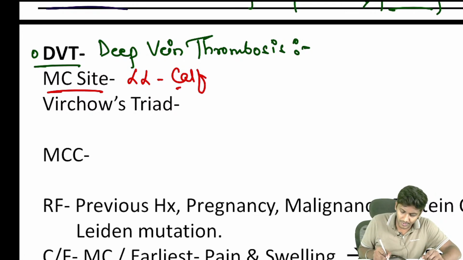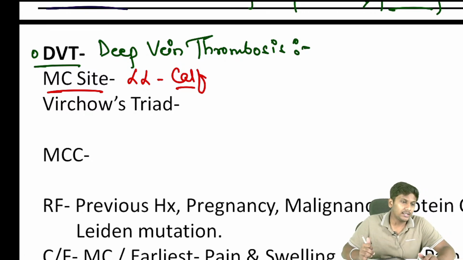And which veins are commonly affected? You have to remember the calf veins, that is known as the soleal veins. So these soleal veins are commonly affected. Okay, so the calf veins or the soleal veins are the most common site which are affected with deep venous thrombosis. No issues with this, anybody?